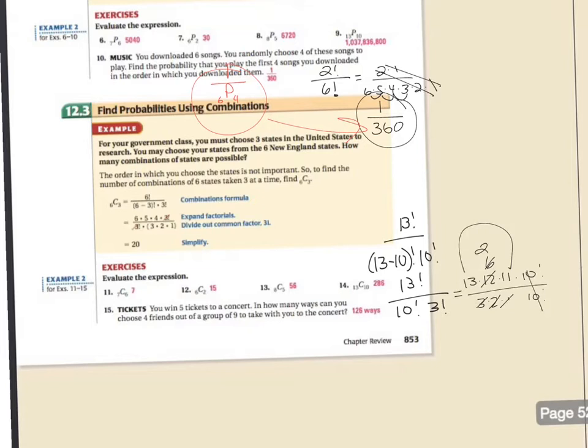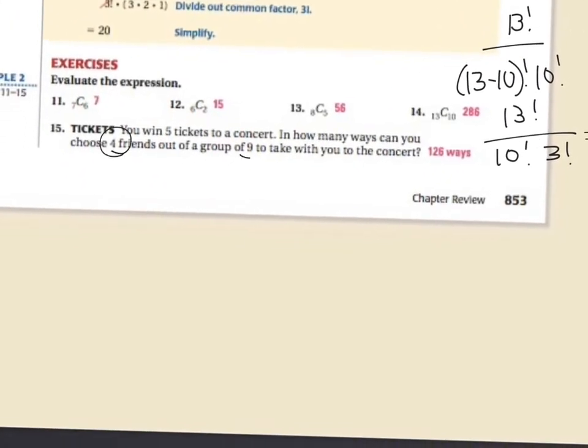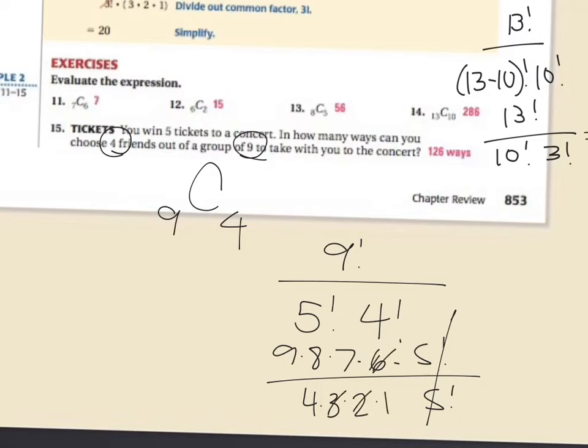Alexis. Oh, yeah, I didn't even get to it. So you win 5 tickets to a concert, and how many ways can you choose 4 friends out of a group of 9 to take with you? So there are 4 friends out of a group of 9. That's what you're looking for. So your combination with 9 and 4. Right? That should give you, I didn't work it out, but 9 times 8 times 7 times 6 times 5, over 5, 4 times 3 times 2 times 1. 3, gone, 2, 72, right? No, 63 times 2. Yeah, 126.